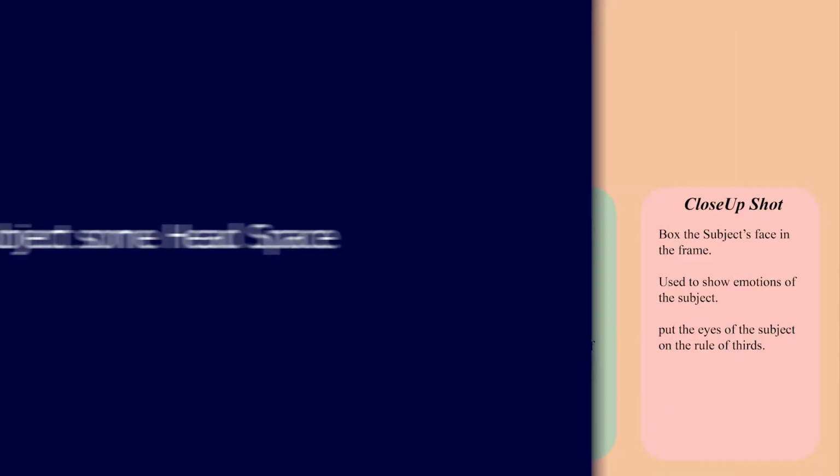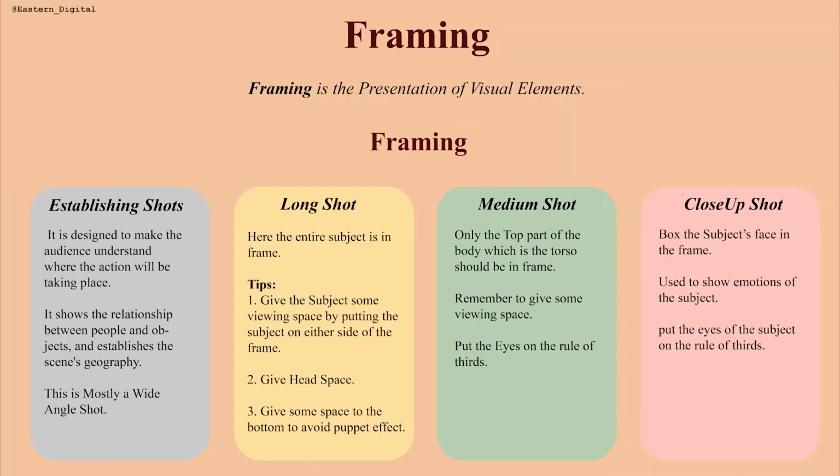First, give the subject some viewing space by putting the subject on either side of the frame, following the rule of thirds. Secondly, give the subject some head space. Last but not the least, give some space at the bottom to avoid the puppet effect, which basically means the subject seems to be walking on the edge of the screen.